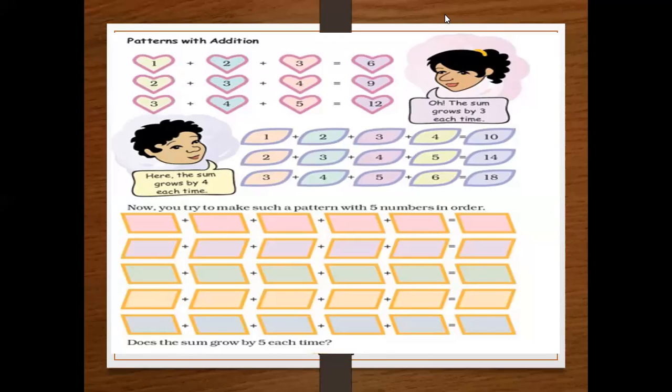Next question. Patterns with addition. Two patterns I have given, the third pattern you have to complete. See, continuous numbers I am adding: 1, 2, 3, I got 6. Next 2, 3, 4, I am getting 9. Next 3, 4, 5, I am getting 12. What is happening here? Look at the result: 6, 9, 12. 6, then 9, 3 increase.